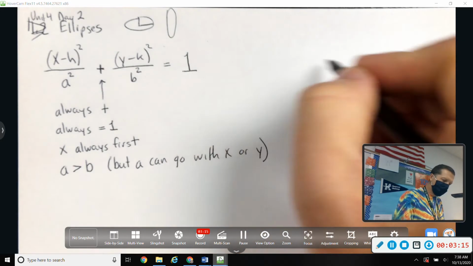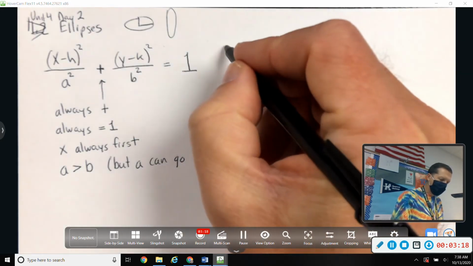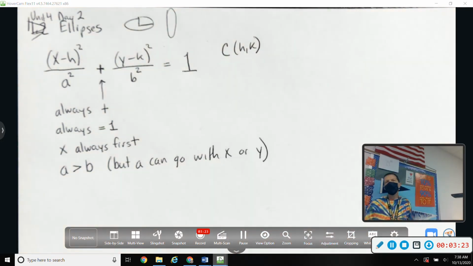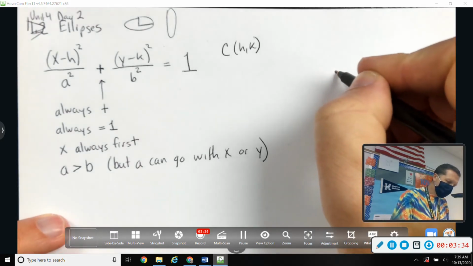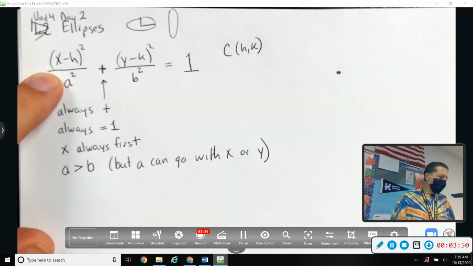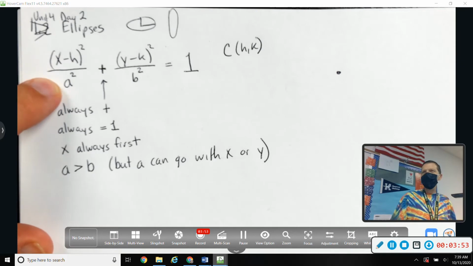All right, let's do a kind of a generic graph of this. The center would be at (h, k), just like it is for a circle. That is true of all of the conic sections. They're all going to have an x minus h and a y minus k, and that's always the center. So again, I'm going to do a graph, not really on graph paper, not with any numbers, just so we can get the feel for what it looks like and where these numbers come from. Whatever is under the x is sort of the x radius.